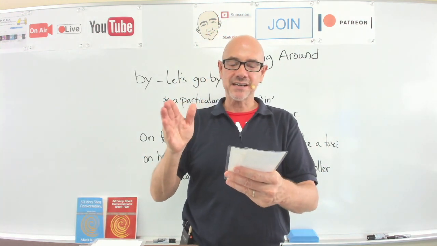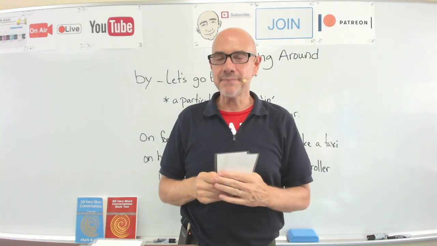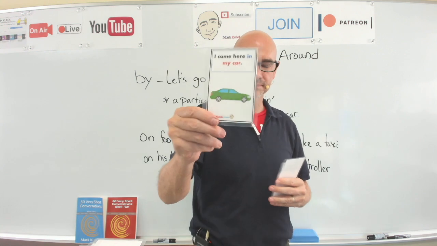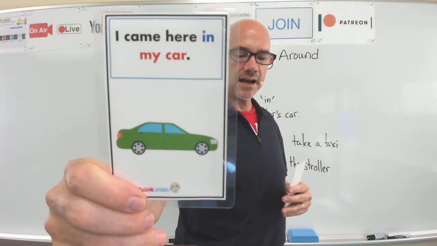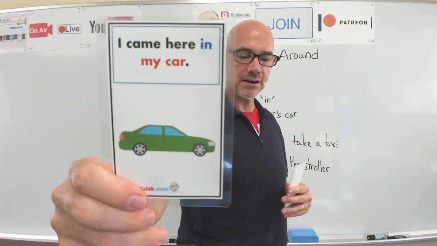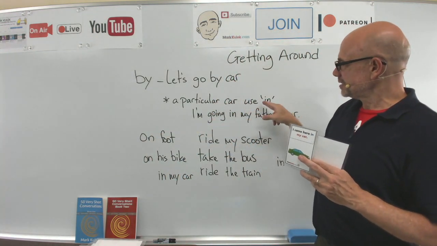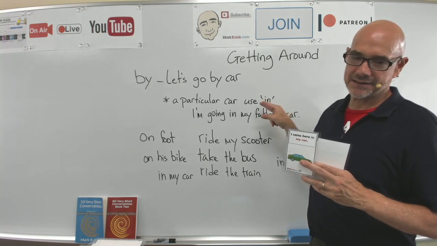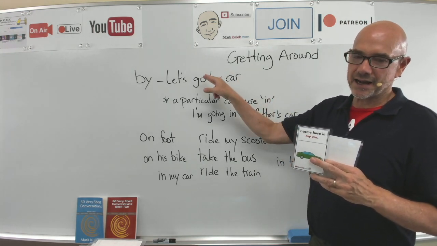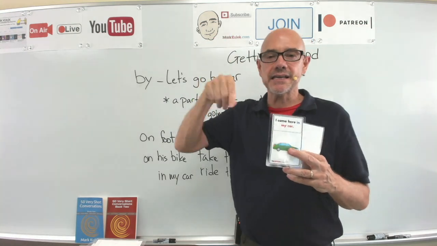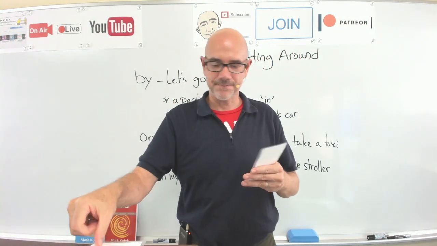I came here in my car. All right, so a particular car, right? It's my car, so we use in, okay? So we say, I came here by car. I came here in my car, in my car.